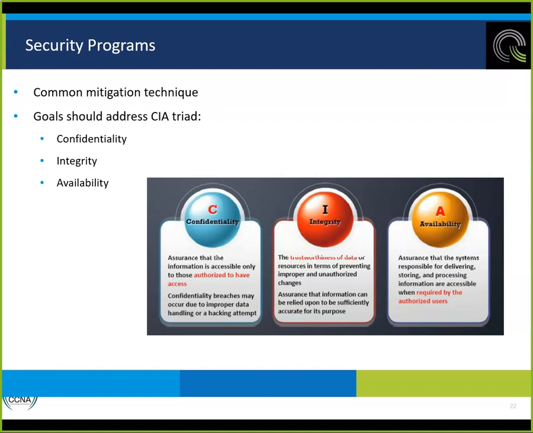Security programs, common mitigation techniques, and here, nothing new, I think, to you: the CIA, confidentiality, integrity, and availability. Confidentiality: the information is accessible only by those authorized to have access to it. Integrity is: what I sent is what you got. That's what hashes are all about, and comparing the hashes. And availability: the systems responsible for delivering, storing, and processing information are accessible when required by the authorized users. Can I get to the resource?